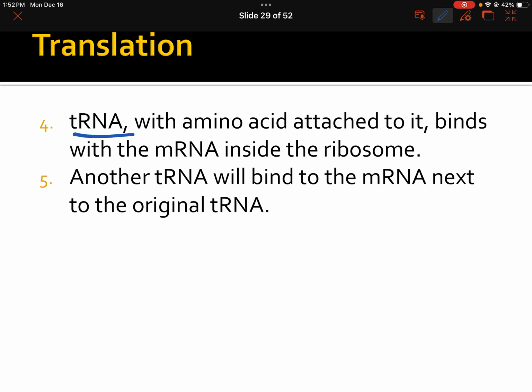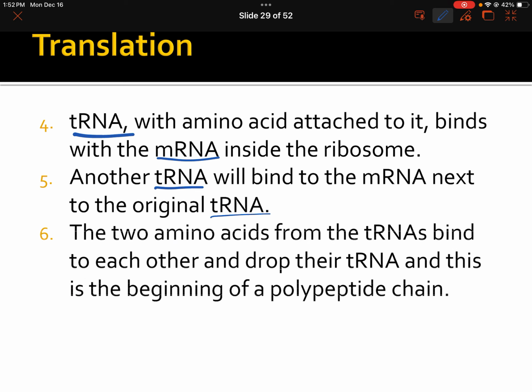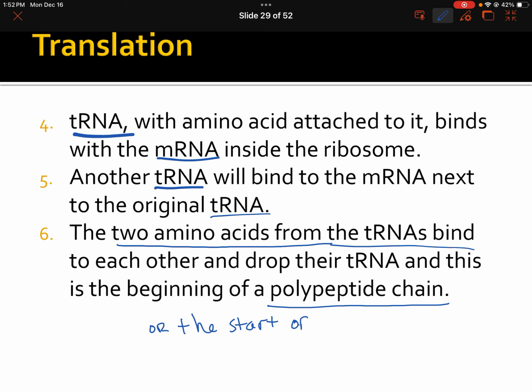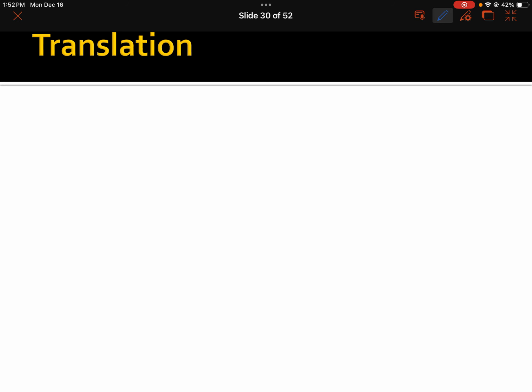So the transfer RNA with the amino acid attached to it binds with the messenger RNA inside the ribosome. Then that bond is made, and another transfer RNA comes in, bonding next to the original transfer RNA, and those amino acids from the transfer RNAs bind to each other, drop the transfer RNA, and this is the beginning of that polypeptide chain, or the start of what we would call a protein. That polypeptide chain is the beginnings of the protein.